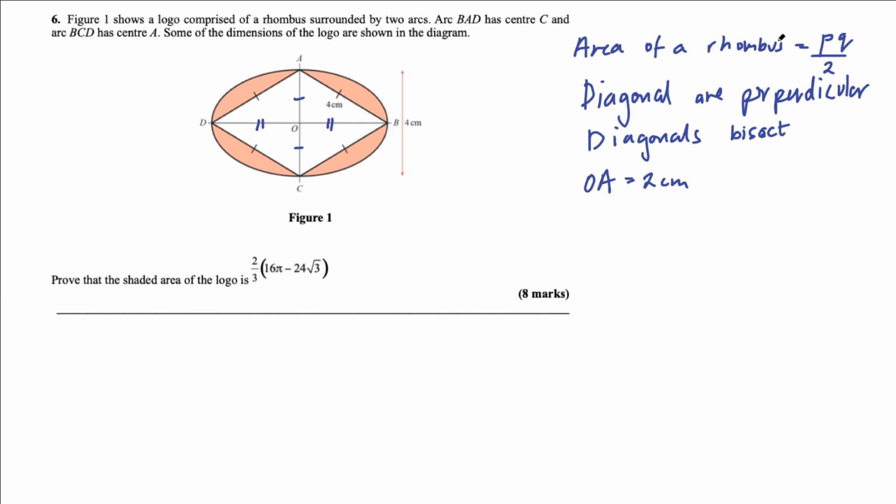Why do we need OB? It's in order to find the area of the rhombus. We need this length DB. That's what I'm going to focus on first, just the rhombus, and then we'll talk about the ellipses, because they don't tell us they're circles, so we need to assume that's an ellipse.